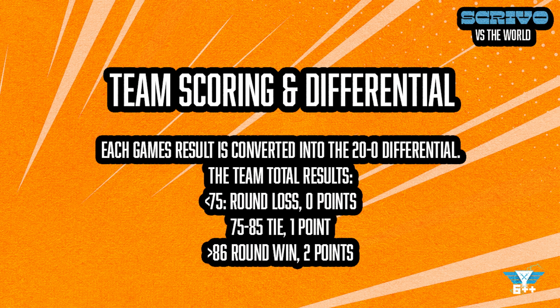Team scoring and differential. Last time I discussed differential and team scoring, remembering that all games are converted into differential scoring on the 20-0 scale. So at the WTC 2023, across 8 games, if your team scored under 75, it was a round loss, so 0 points on the leaderboard for the actual event. If the total of the score was 75 to 85, it would be a tie, which would be 1 point on the leaderboard. And then finally, if you scored over 86, it would be a round win, allocating 2 points on the leaderboard.